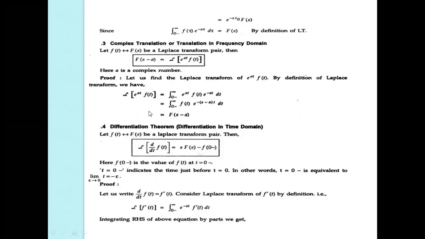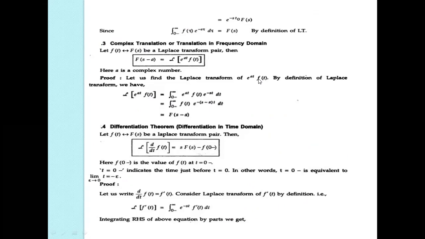Third example, same thing: complex translation, or the translation in the frequency domain. The Laplace transform of e^(at) f(t) is the integral of e^(at) f(t) e^(-st) dt, and you can take e^(-(s-a)t) as common. As per the definition of Laplace transformation, it is F(s), but instead of s here, it is s minus a.